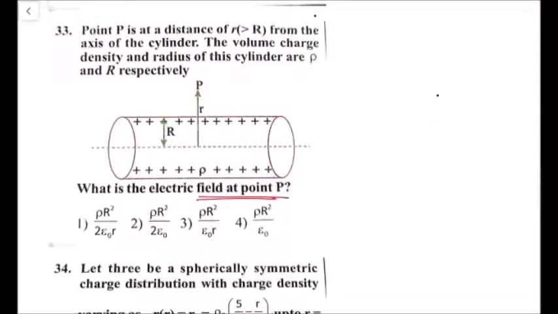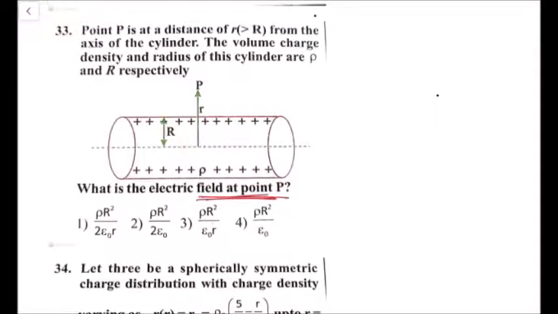In problem 33, the point P is at a distance of small r from the axis of the cylinder. The volume charge density and radius of the cylinder are rho and capital R respectively. Then our aim is to find the electric field at point P.